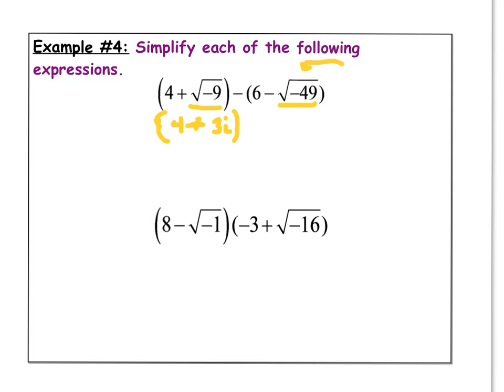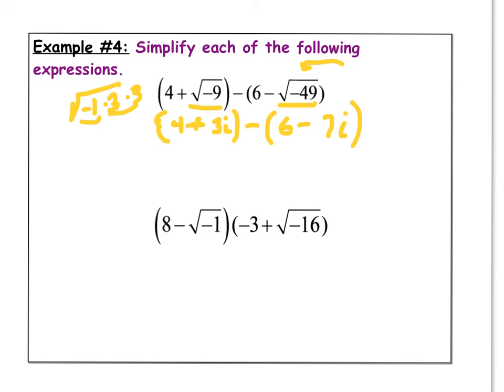Hopefully you do. If you don't, this is my work. Break out of jail, 3. Break out of jail, i. Minus, parentheses, 6 minus, square root of 49. I hope you know what I'm going to do here. 7 is the square root of 49. But it's a negative, so I'm going to put an i with it.